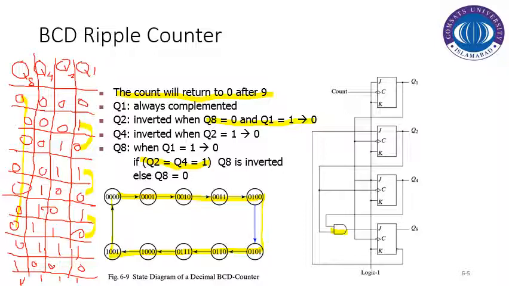Similarly, Q4 is inverted whenever Q2 is having a transition from 1 to 0. So if you see that Q4 is inverted here, in this particular case, whenever Q2 is having a transition from 1 to 0. So this was basically a BCD ripple counter.